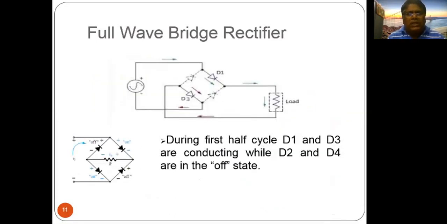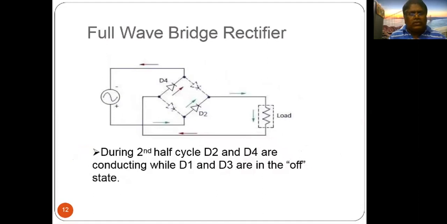Here, during the first half cycle, D1 and D3 are conducting. Please all see the diagram. In the diagram, during the first half cycle, D1 and D3 are conducting, while D2 and D4 are in the off state. Next, during the negative second half cycle, D2 and D4 are conducting, while D1 and D3 are in the off state.